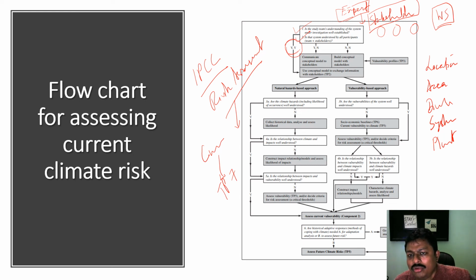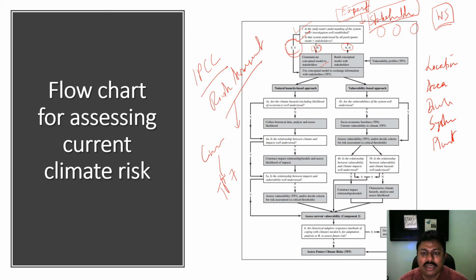And suppose both of them do not understand the system, then you have to build conceptual models by taking feedback from stakeholders. That means there can be three situations. One is both of them understood. Then go to the conceptual models. What are these conceptual models? I am coming to that. If experts understood but stakeholders don't, then you have to educate them. If both of them don't understand, then you have to build a model by taking the feedback from your stakeholders.